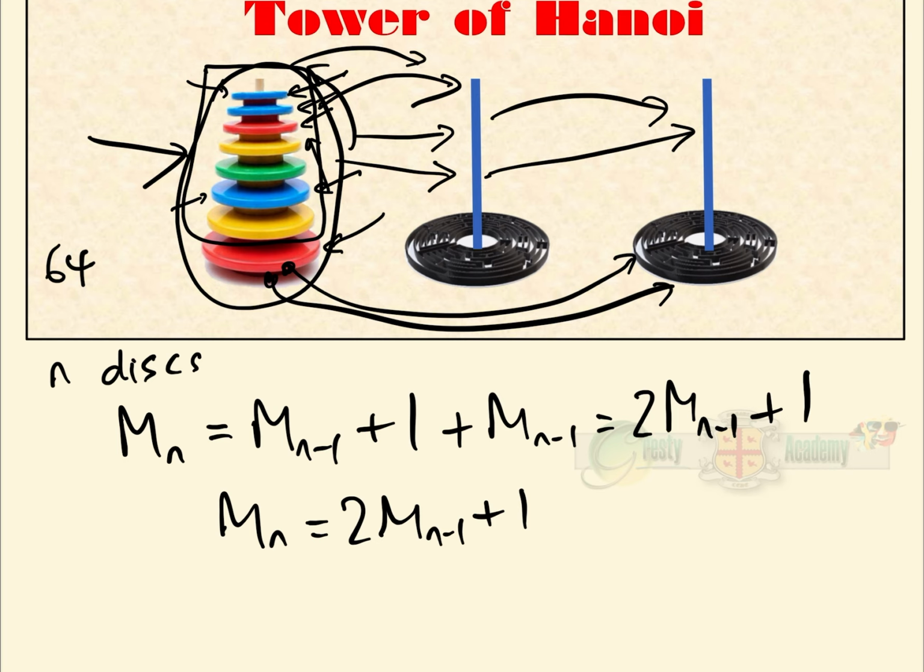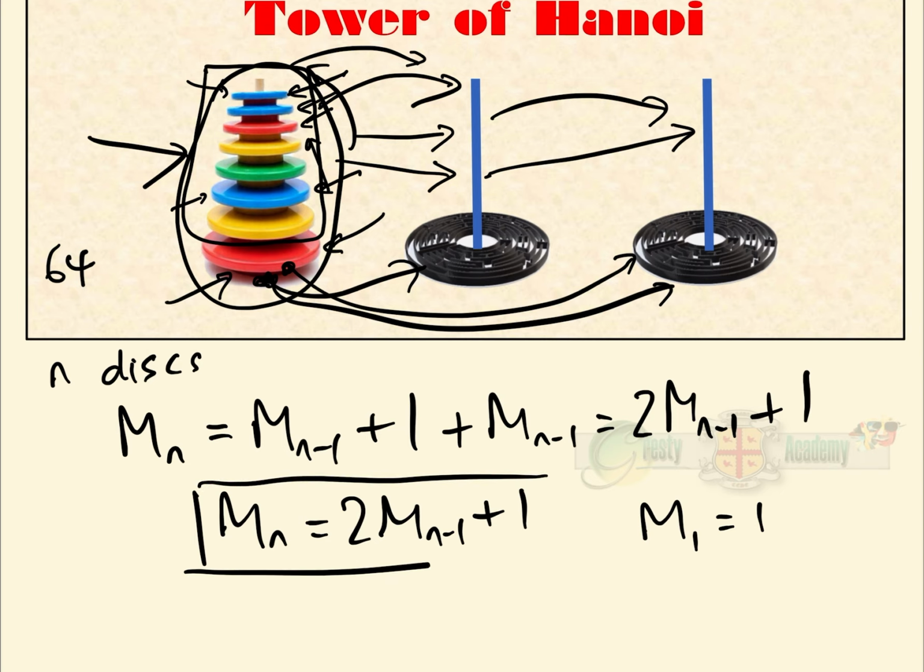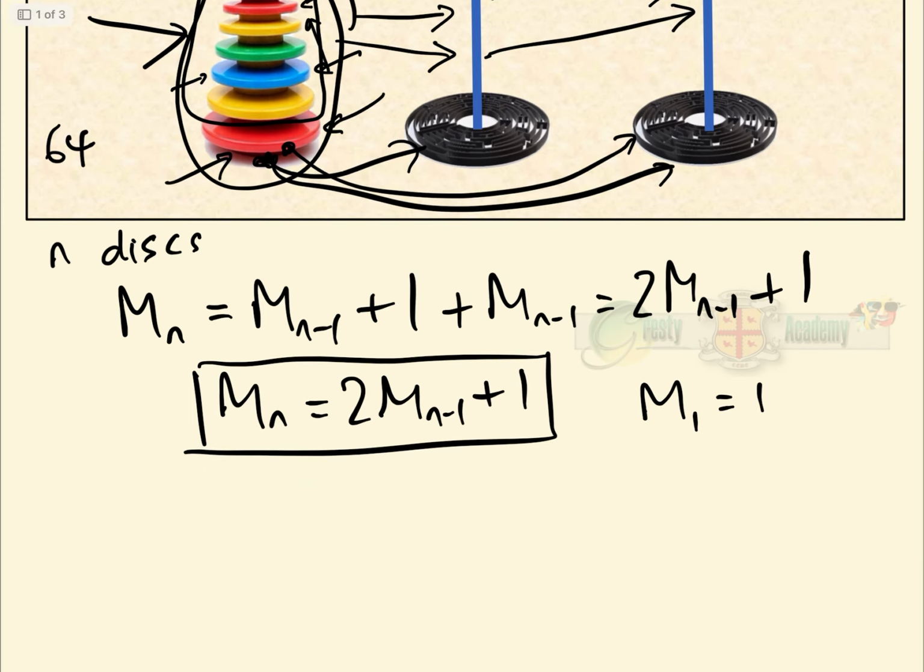Now, in order to solve this, we need to know what m1 is. Well, obviously, if there was only one disc here, the number of moves it would take us to move that disc from here to here is only 1. So we know that m1 is 1. And now we've got to solve this recurrence relationship. I'm going to do it in an informal manner today, because obviously this is supposed to be a fairly light-hearted video. So let's have a look.